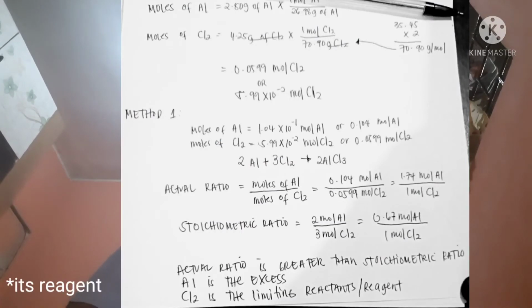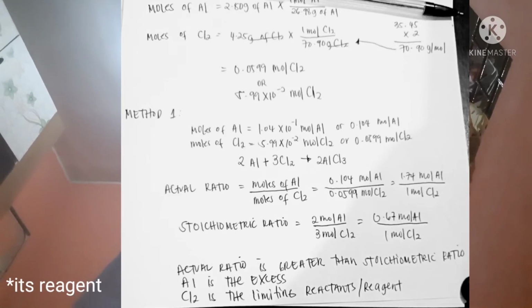So, this is the moles of aluminum and moles of chlorine gas. The method 1 we use is to compute the actual ratio, which is moles of aluminum over moles of chlorine gas, equal to 0.104 mole of aluminum over 0.0599 mole of chlorine gas. Our answer is 1.74 moles of aluminum over 1 mole of chlorine gas. The stoichiometric ratio came from the balanced chemical equation. So there are 2 moles of aluminum divided by 3 moles of chlorine gas. Our answer is 0.67 mole of aluminum over 1 mole of chlorine gas.